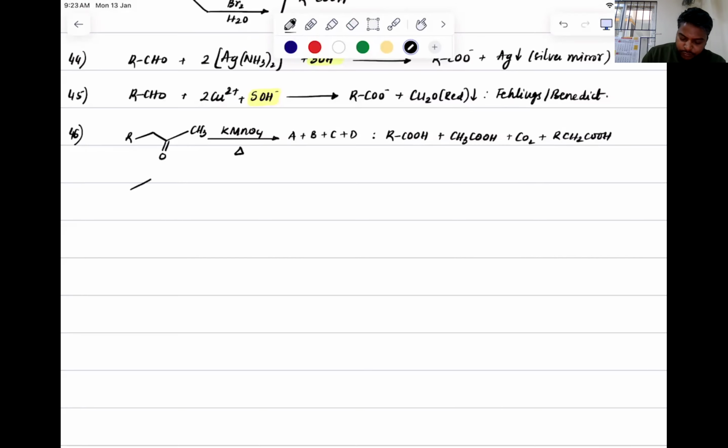See what you need to do. The hint here is clear. In such cases, always make an enol. This is one type of enol we can get. The other type of enol is like this. This is another type of enol. So you can make a bond breakage here, or you can make a bond breakage here. So as you make it, you'll get those four products. Correct? Next.